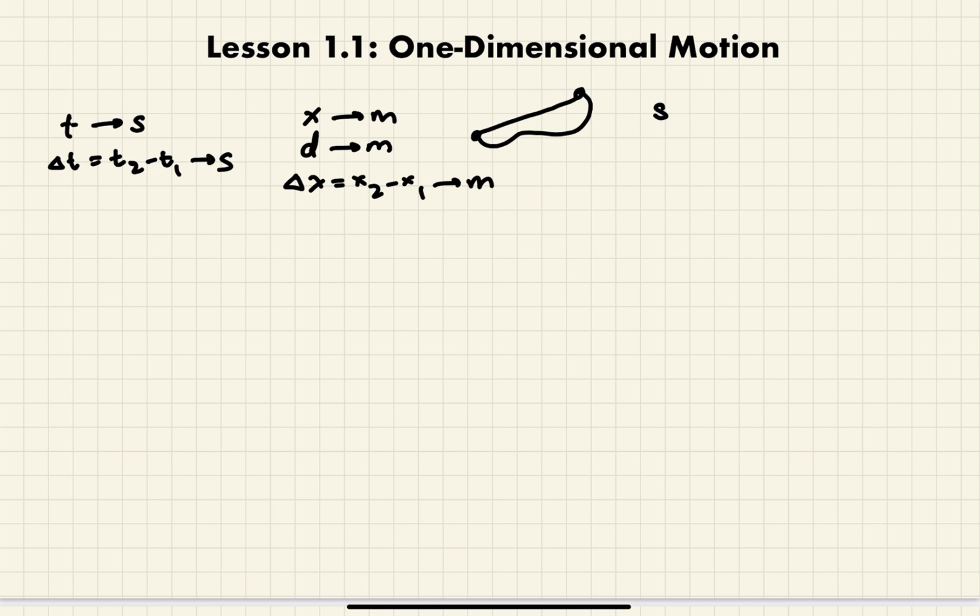But speed is going to be the distance traveled over time interval. And so it's d over delta t. And this is a specific type of speed called average speed. I'm going to draw a bar over that to denote average speed.